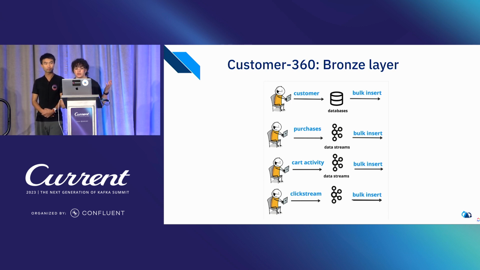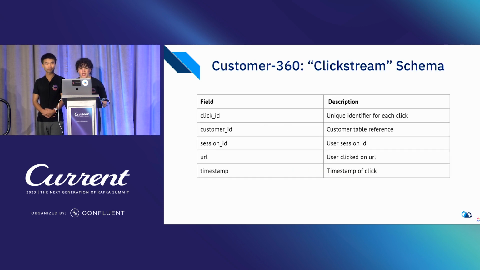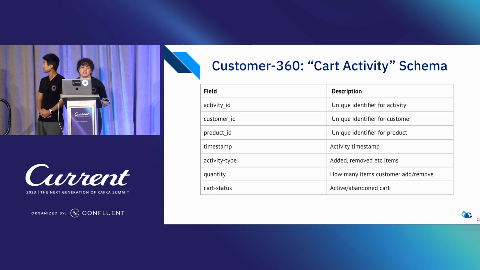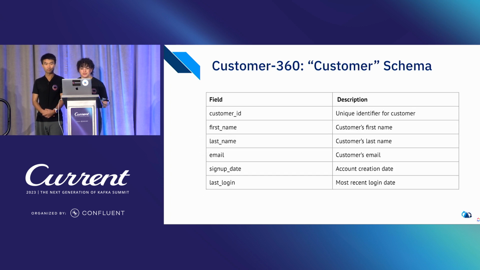So basically, if you're using a transactional database, you might bulk insert that. And if you're having some activity, you'll probably push it to Kafka and then bulk insert it into the raw layer. And this is a sample schema of what this can look like. You have a clickstream schema, which might have a click ID, a timestamp, the URL that they clicked on, and so on. The purchase schema might look something like this: the purchase ID, the customer ID, the quantity they want to buy, the purchase date, and more. Then you have the cart activity, which might have an activity ID, a product ID, a customer ID, the activity type, whether they added or removed from cart, the quantity, and then status, whether the cart is abandoned or not.